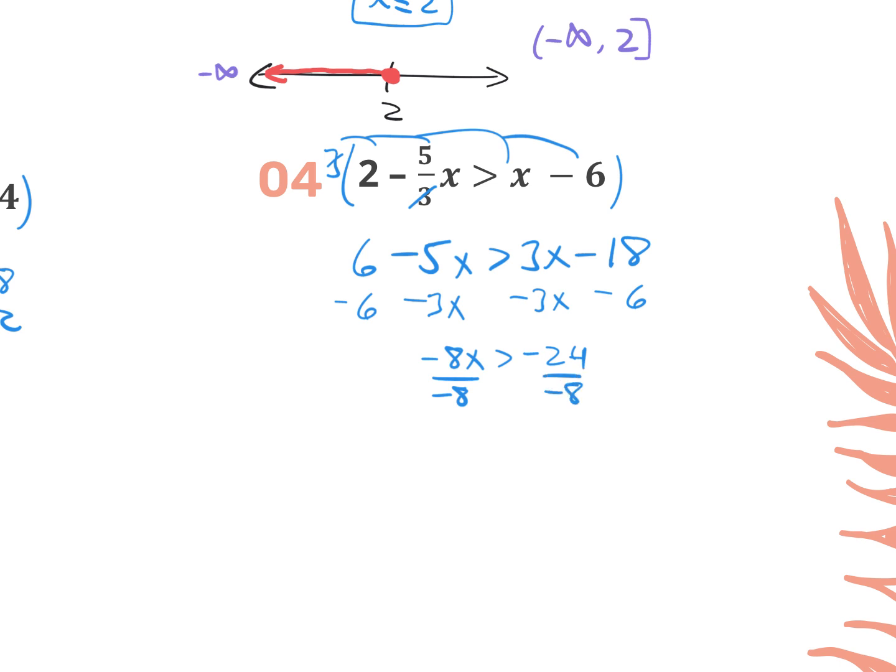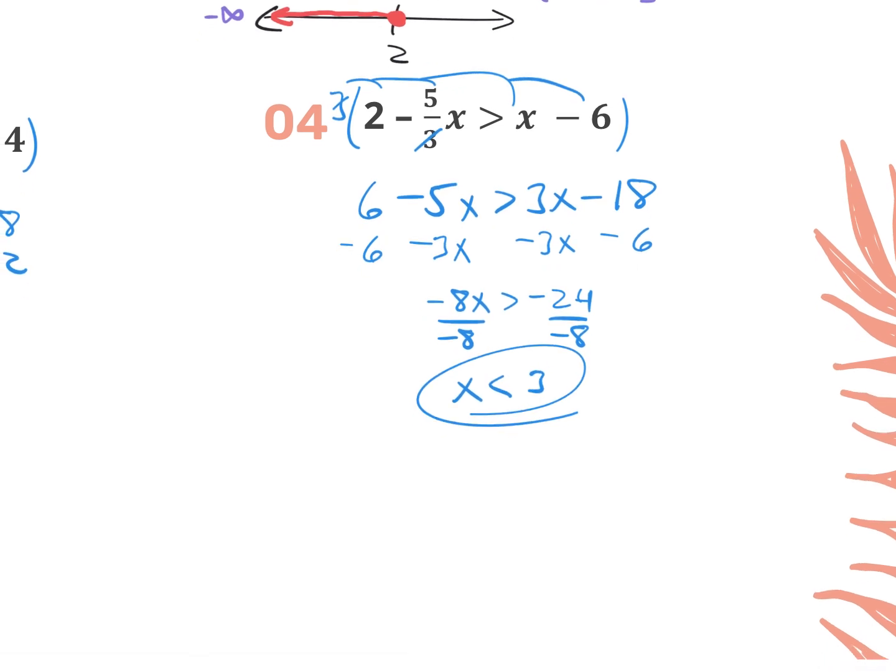And then again, you're dividing by a negative number, so your inequality changes direction. We get x is less than 3. And there's your answer as a statement.